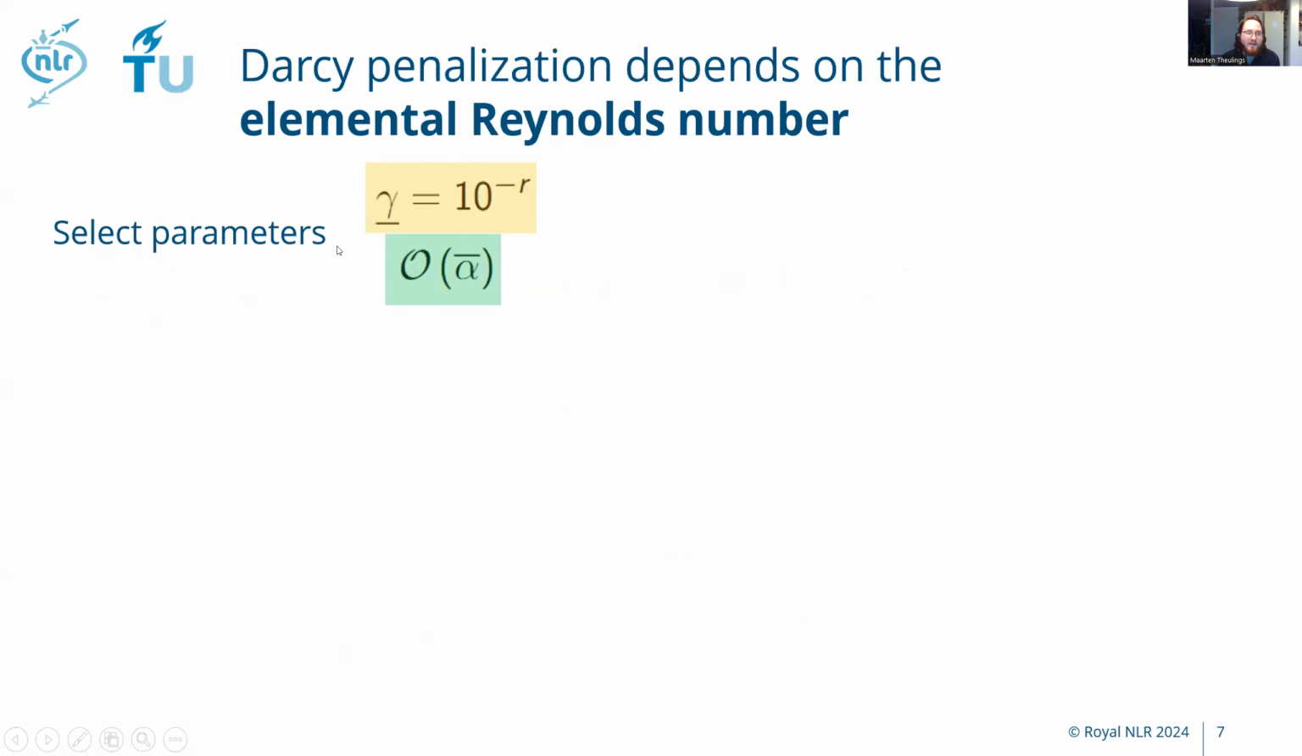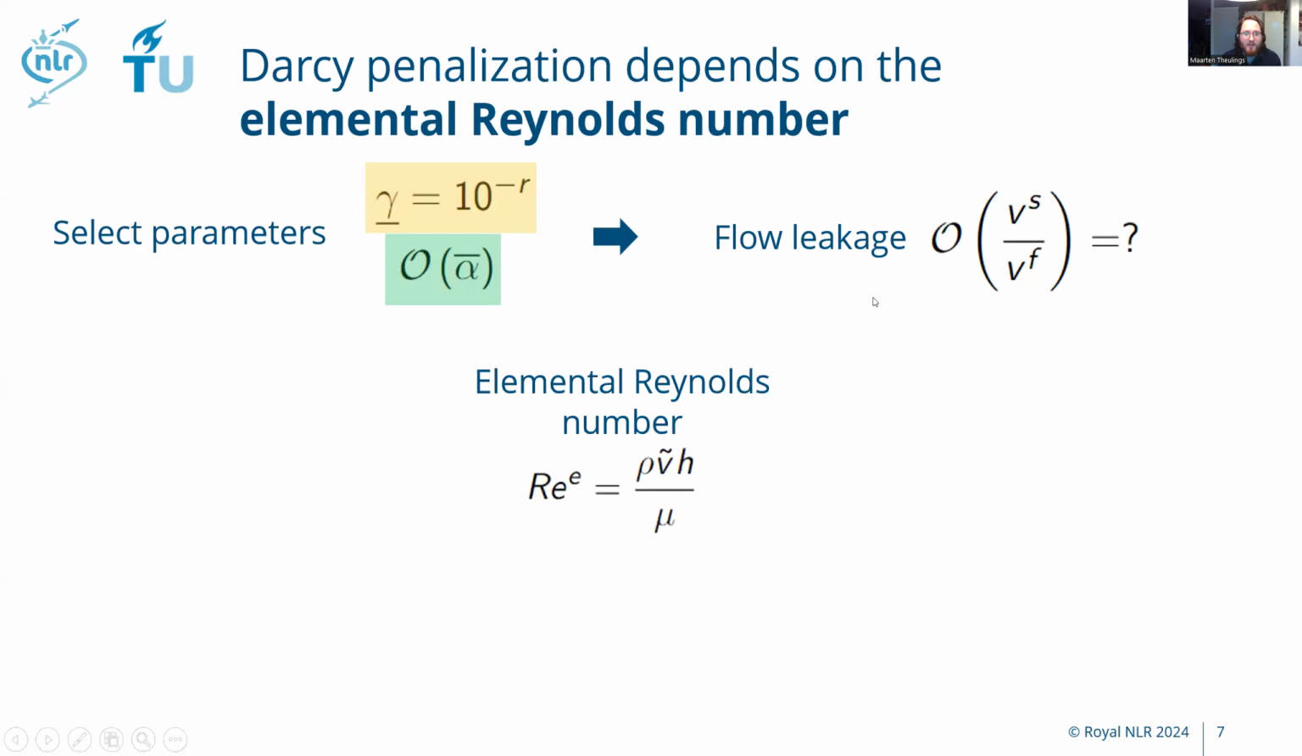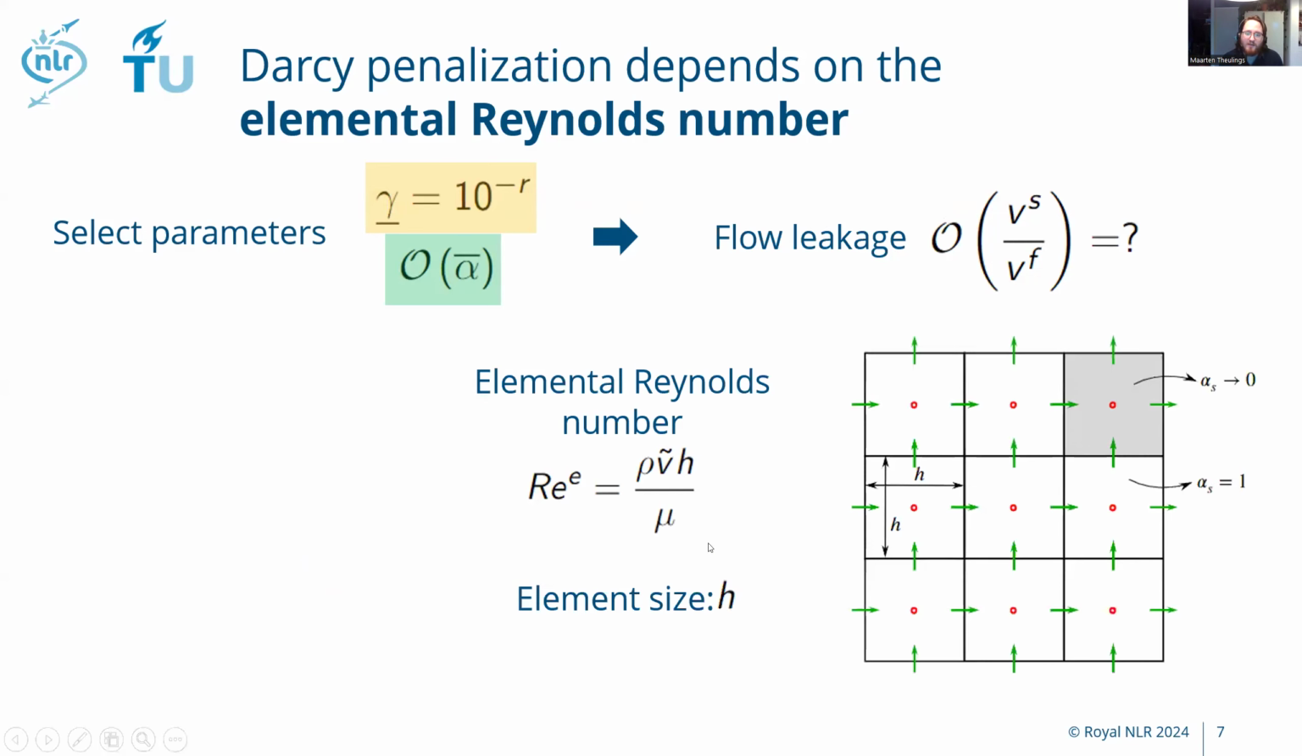So that's the next step. I need to select my parameters. And I do that by looking at the flow leakage, more specifically, the order of magnitude of the flow leakage, where the flow leakage is the magnitude of the velocities in my solid domain divided by the magnitude of the velocities in my fluid domain. And I want to select my parameters such that my flow leakage becomes predictable. Then I found that this is actually dependent on an elemental Reynolds number, and that compares the viscous and the inertial forces on an element scale. So then it's dependent on h, my element size in my mesh. That's just the size of one of my square elements.